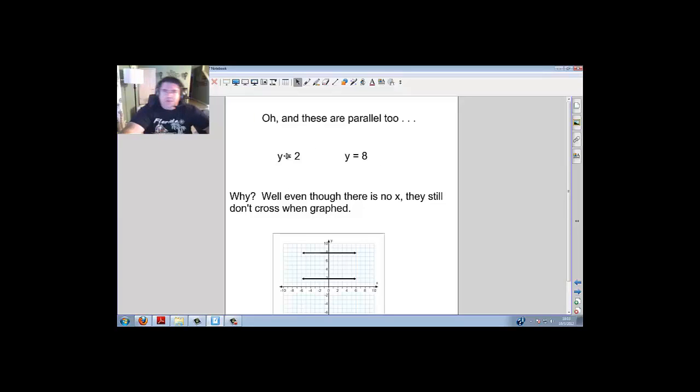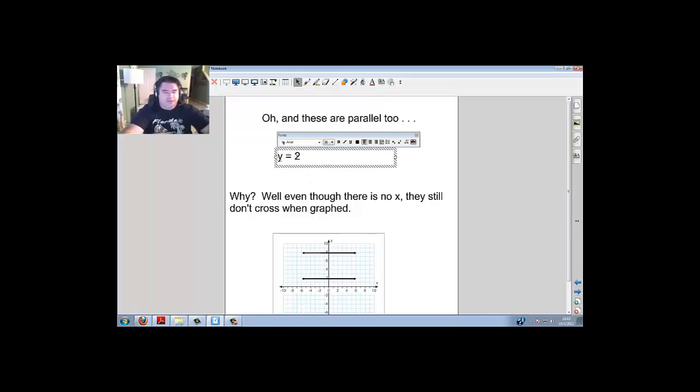And these are parallel too, by the way: y equals 2 and y equals 8. If you know y equals 2 just means you go up 2 and go left or right as far as you want, because the x value can be anything. All we know is that y equals 2. And y equals 8 just goes left or right because, again, we don't have the x value.